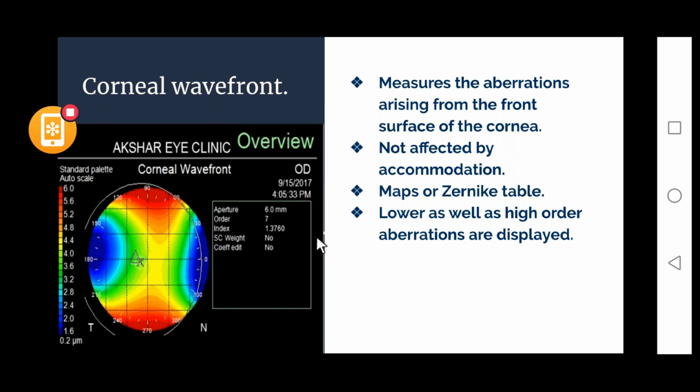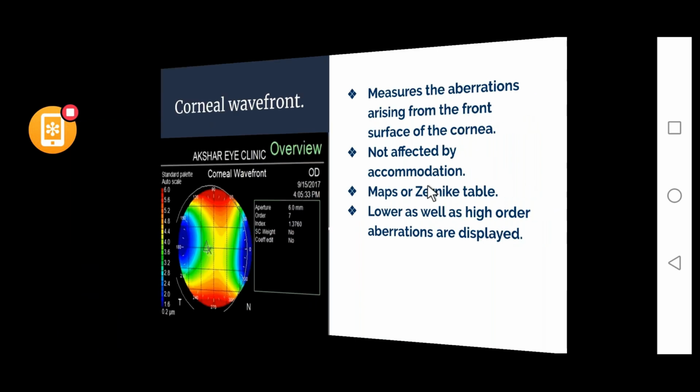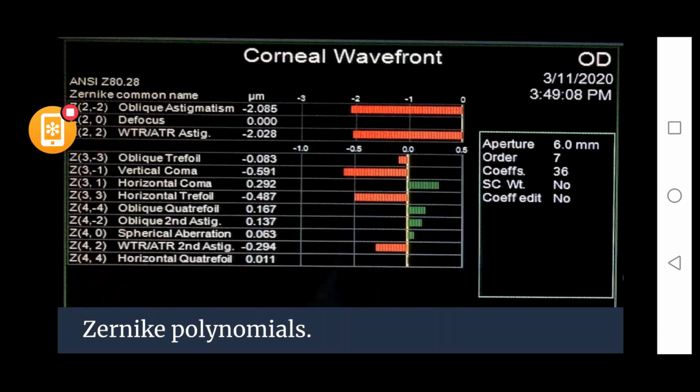Okay, so it can give you presentation in a map form, or else it can give you a presentation in Zernike table as well. Zernike table basically tells you the name of the aberrations as well, right? And in this, lower order as well as higher order aberrations are shown, and it is not affected by accommodation, because it measures only the anterior surface of the cornea. Accommodation will be affected only if you are using a true aberrometer, which measures the total aberrations of the eyes. So now if you can see over here, these are Zernike polynomials. It tells you what kind of aberrations are there, and how much is the intensity of each of the aberrations.